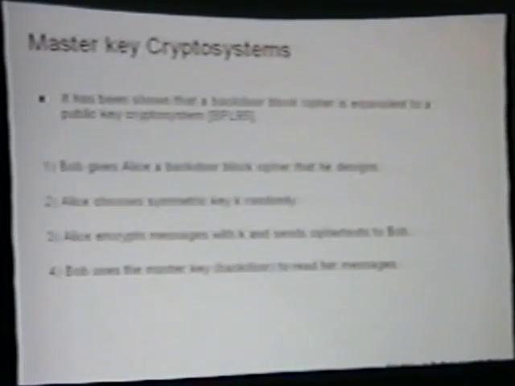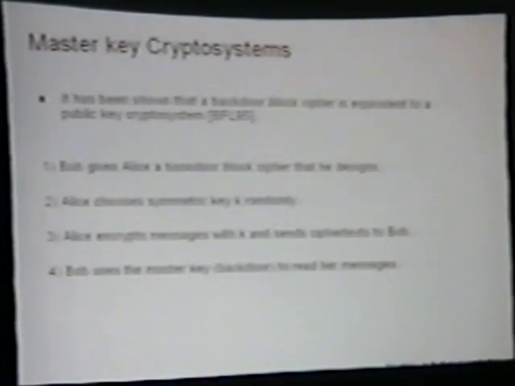And here's the idea, and here's why it constitutes a public key crypto system. So Bob designs a block cipher with a backdoor. He gives it to Alice. Alice chooses a symmetric key K uniformly at random, encrypts a bunch of messages with it, sends it off to Bob. Bob doesn't know K.